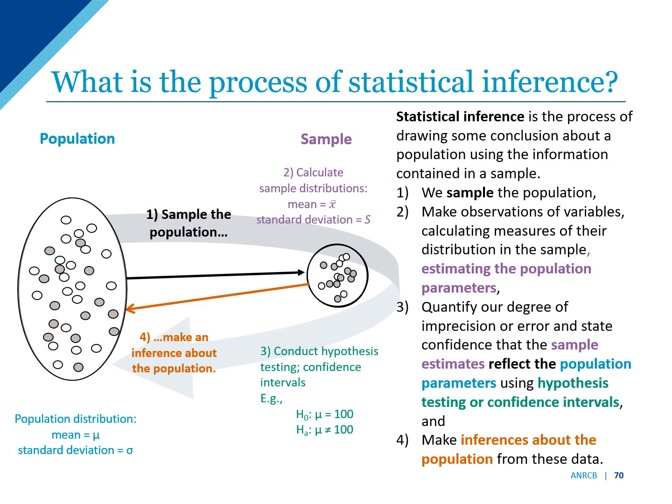Today we've covered a lot on the process of statistical inference, or using the data you collect from a population on your sample to make inferences about that population. We've covered how to sample a population, to make observations of variables and estimate our population parameters, to quantify our degree of certainty or uncertainty in the sample estimates reflecting the population parameters, and to make inferences about the population from these data.